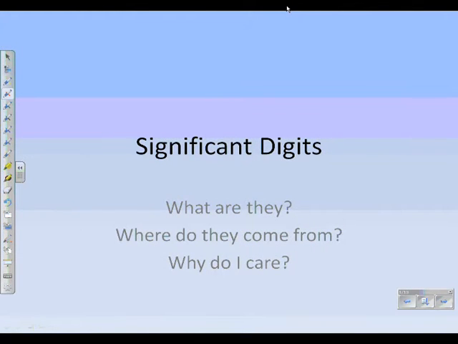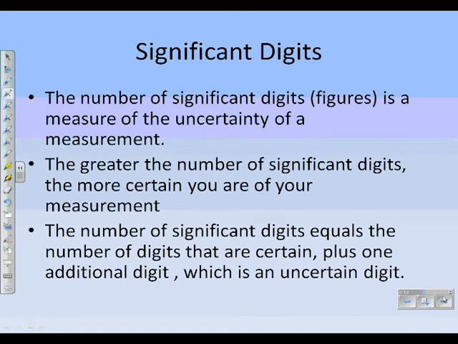Okay, so why do we have to worry about significant digits? Contrary to what you may believe, or what popular belief is, it's not to make your life a living hell, although some of you may feel that way. It comes from the fact that when we are measuring things, there's a certain degree of uncertainty that goes with all of our measurements, right?